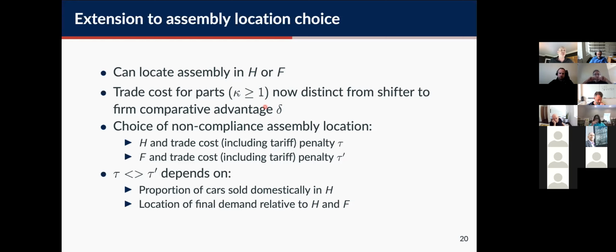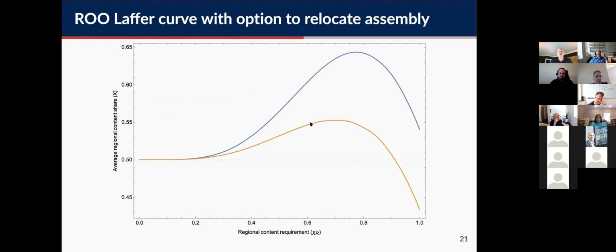So in the model, we model the trade cost directly, and then you get this effect that I was just mentioning, which is the low delta firms, when they choose to not comply, they're going to assemble in foreign. And so what you get in terms of the Laffer curve is this is the Laffer curve without the endogenous assembly, and this is the same one with the assembly location choice.